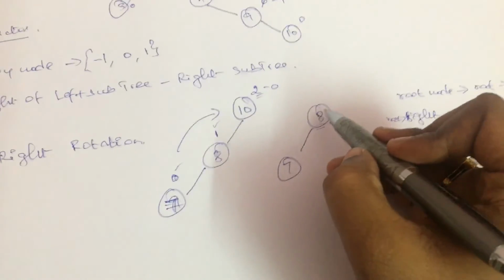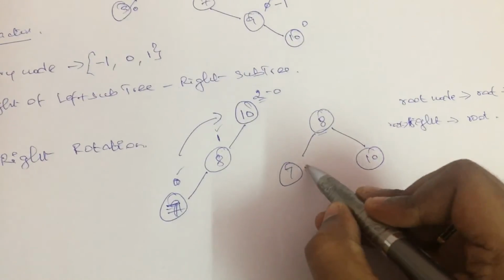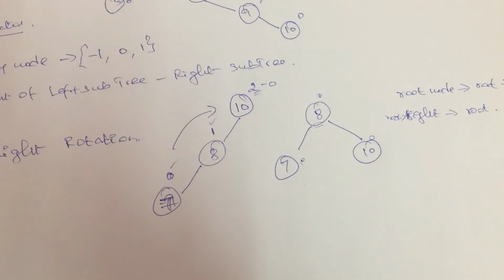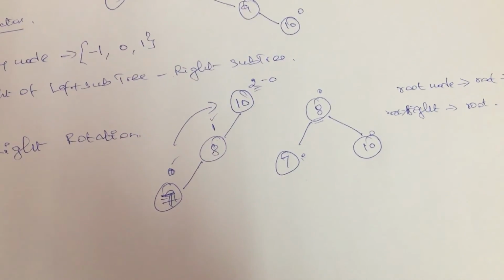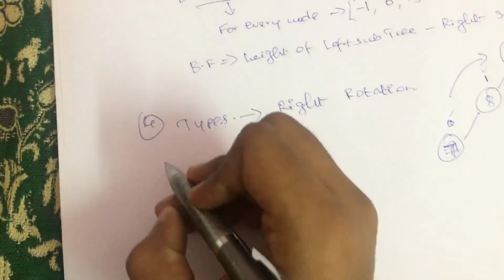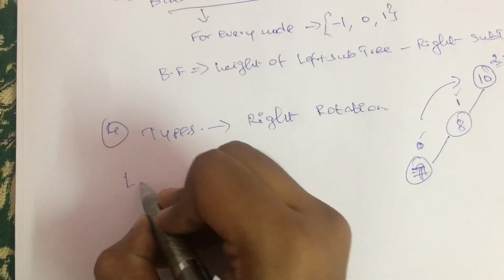And now if I try to find the height for 7 and 10, it will be 0 and 0, and for 8 it is also going to be 0. So 1 minus 1, it gives the value as 0. So now this is in a balanced way. Same way, now let's take one more example, and here let's see about left rotation.